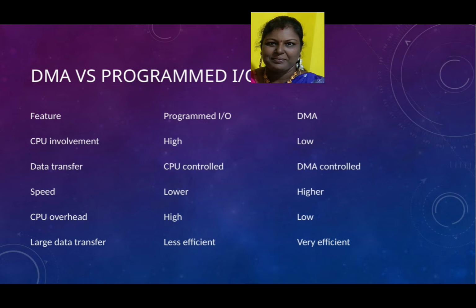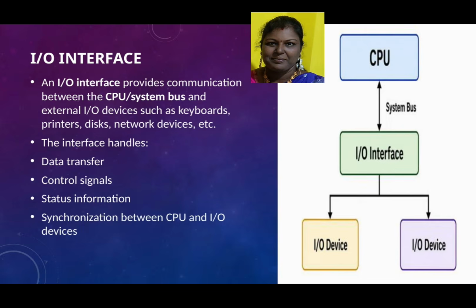An I/O interface acts as the bridge between the CPU and external devices like keyboards, printers, or network hardware. It's responsible for moving data back and forth, sending control signals, and keeping track of status information. Most importantly, it makes sure the CPU and these devices stay in sync, so everything runs smoothly without any hiccups. This interface is essential for seamless communication within the system. Let's talk about parallel interfaces.